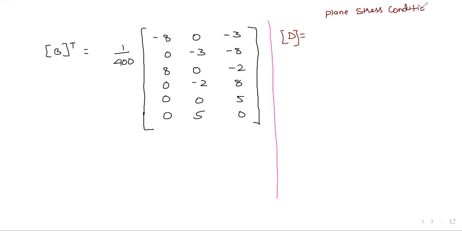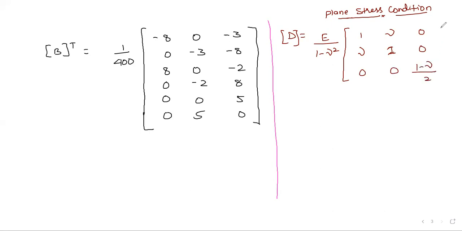If the element is following the plane stress condition, then the D matrix can be written as E by 1 minus nu square, nu value is given, into the matrix: 1, nu, 0; nu, 1, 0; 0, 0, 1 minus nu by 2.